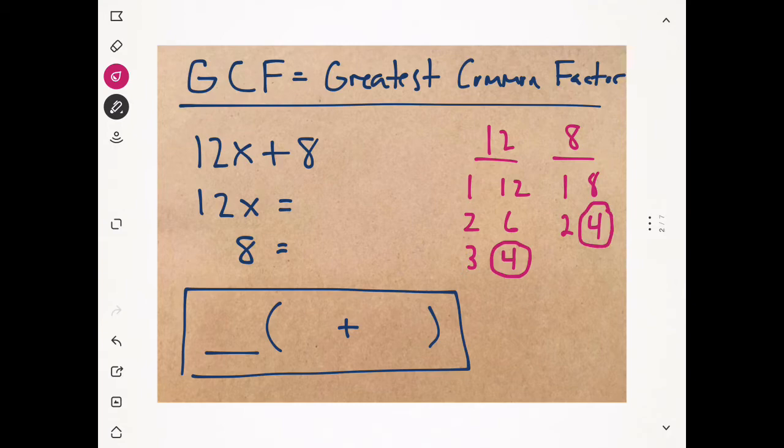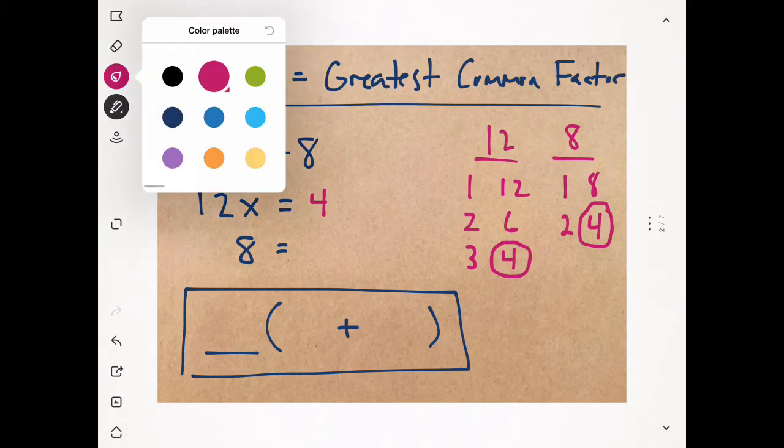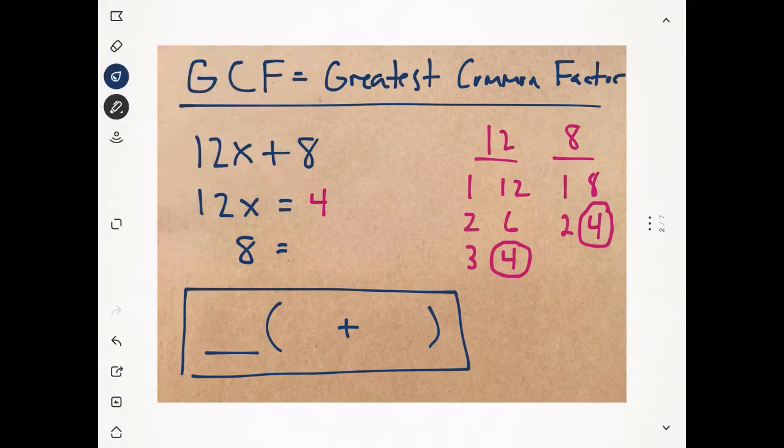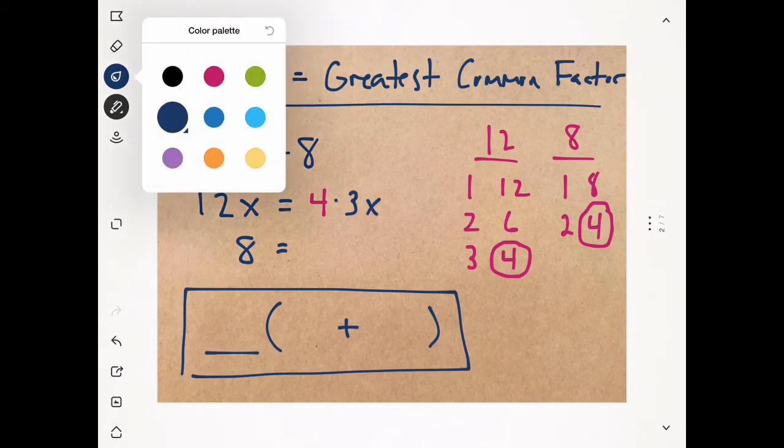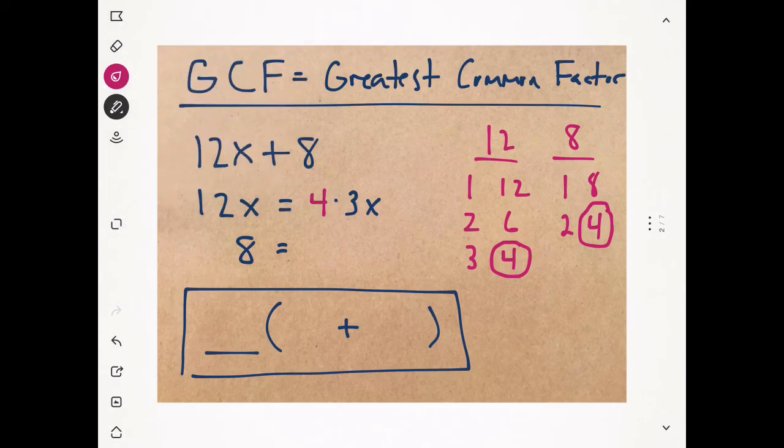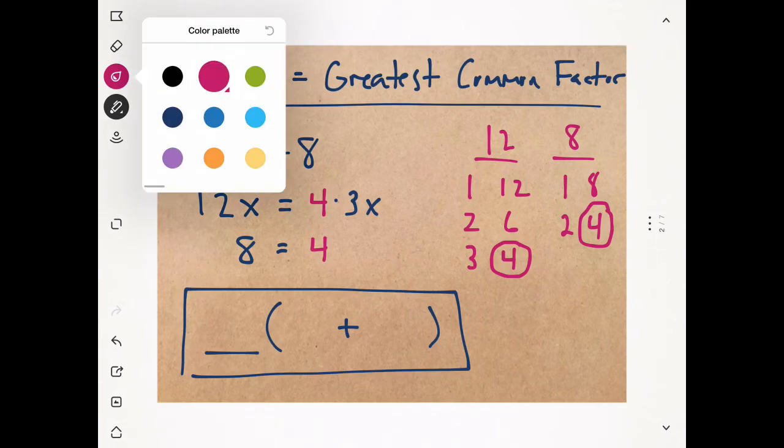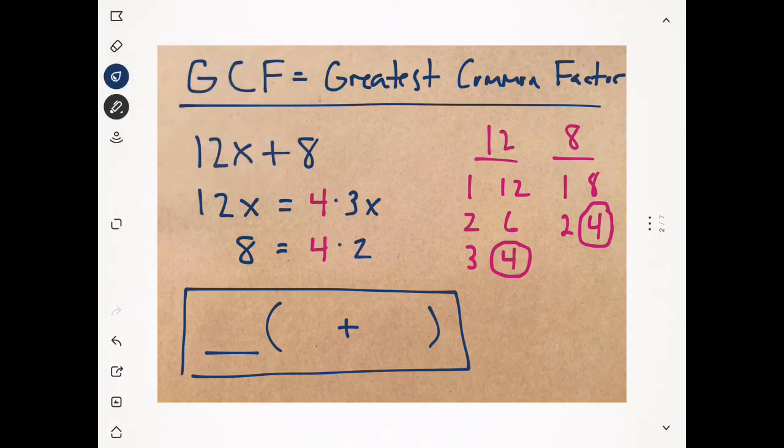Okay, so I'm going to take those 4s and I'm going to rewrite 12 as 3 times 4, or I might actually flip it around and do 4 times 3. And I'm going to rewrite 8 as 4 times 2. So I'm going to go ahead and do that. I'm going to write this as 4 times 3, and then I want to bring that x along with it. And then I'm going to do the same thing for 8, and I'm going to say 8 is equal to 4 times 2.